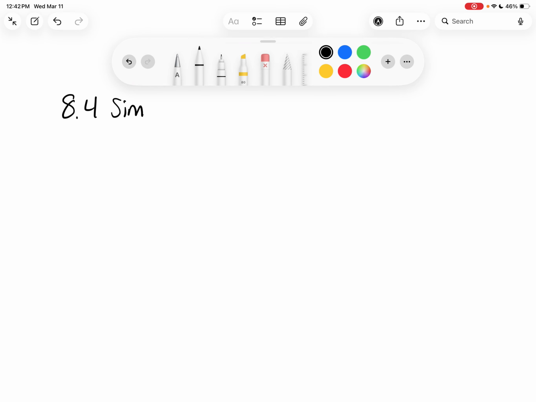Similar triangles. So not super different, as we talked about.